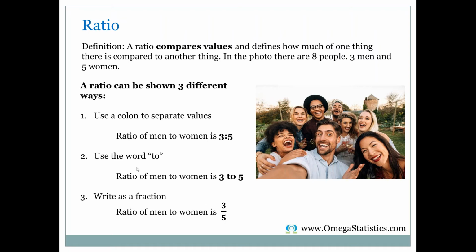There is part to part, which would be the ratio of men to women. If we had part to whole, that would be comparing the ratio of men to everybody. So you would have 3 to 8, because there's 8 altogether. Different types of ways of looking at it, but comparison is the big word you want to use for ratios.